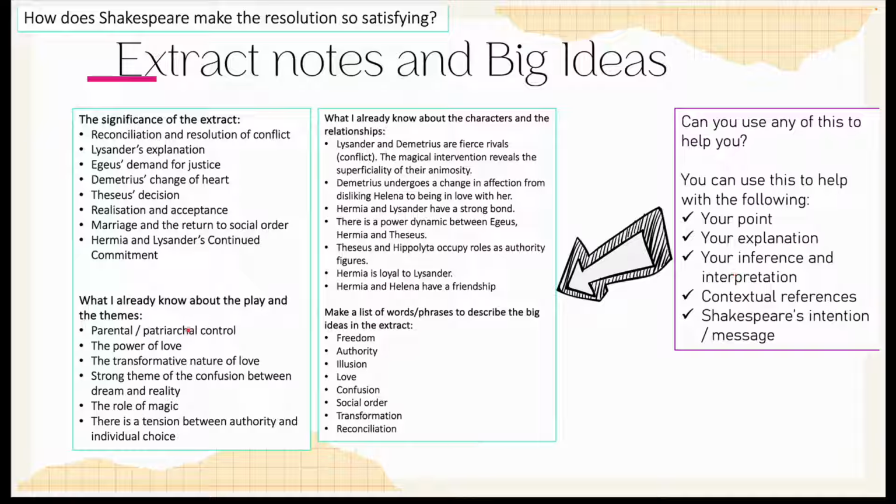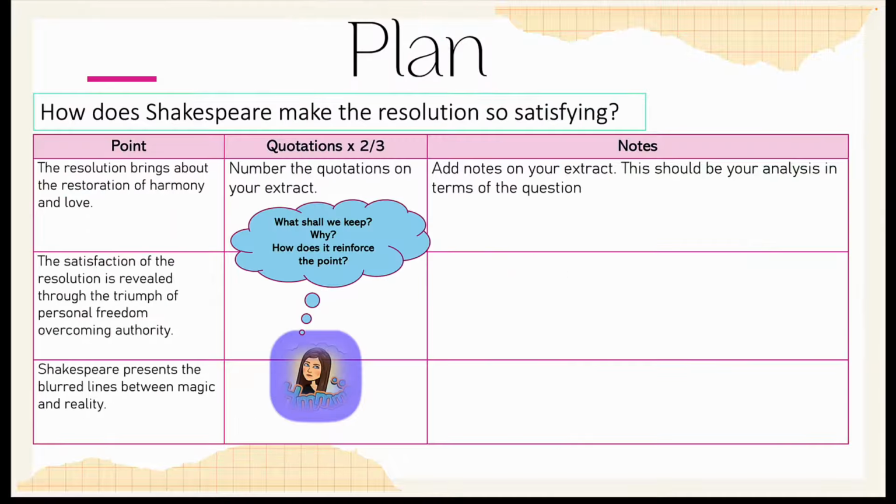So, for example, parental patriarchal control feeds nicely into saying something about the context. So we're not just bolting on context, we're linking it to an idea. So now what you want to do is make your plan. And you can plan in any way that you feel best works for you. I recommend planning on the extract, and I will show you how to do that.